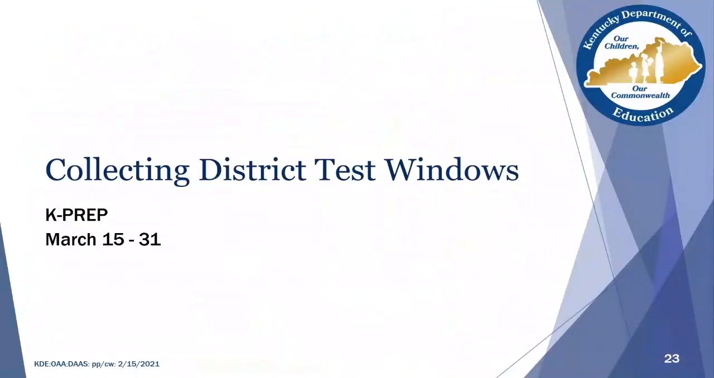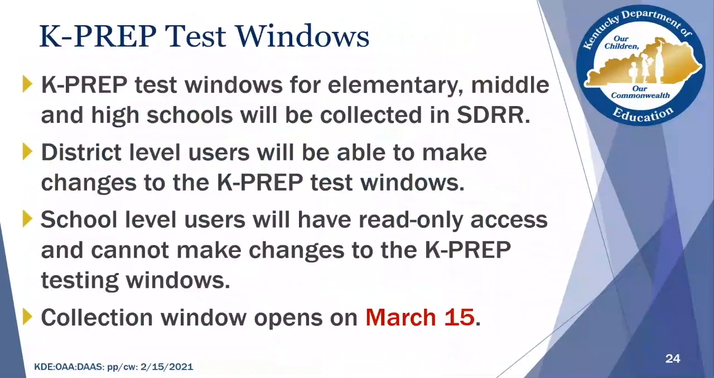We mentioned collecting the district test windows earlier, but we're going into more detail here. We will again collect your K-Prep test windows for each level, elementary, middle, and high school. The District Assessment Coordinator, or DAC, is the person entering this information into Sdrr. All school-level users will be able to view this information. The window opens on March 15th. Please make certain that your school calendars are up to date in Infinite Campus a week prior to the K-Prep test window deadline, which is closing on March 31st.